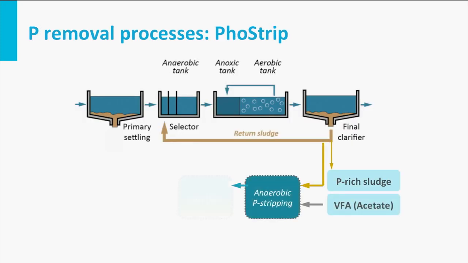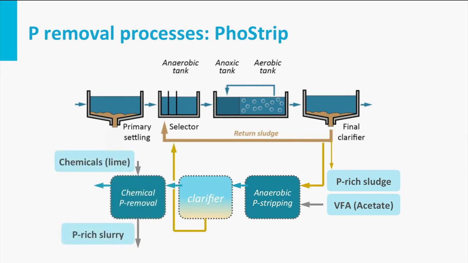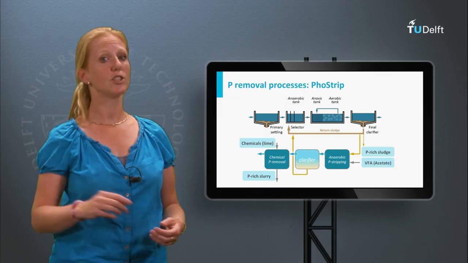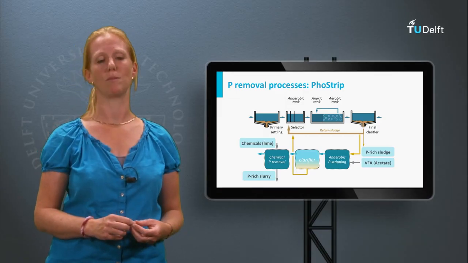The Phostrip process combines biological and chemical processes for phosphorus removal. With the schedule given in this slide and the knowledge obtained during the past lecture, you should be able to figure out how this works. Take your chance to discuss this at the discussion platform.